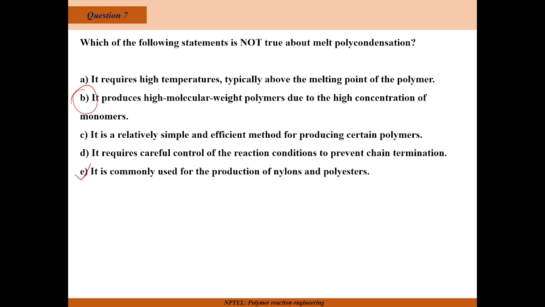So which one do you think should be the answer? It should be high molecular weight. So which one do you think should be the answer? From this, I felt it was B. So what do you think should be the answer?